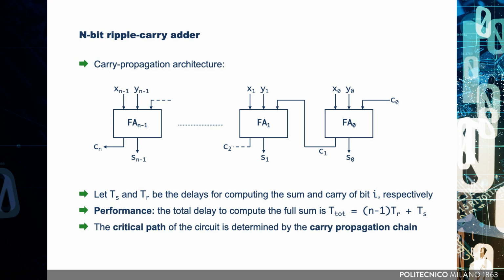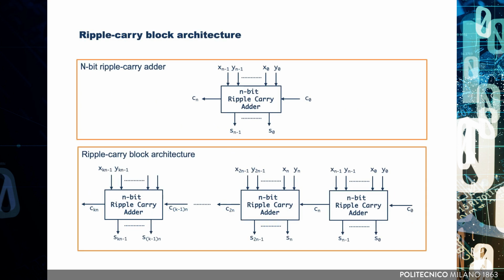The addition of two n-bit numbers requires a time approximately equal to n times the delay of a single adder module. More precisely, if we define Ts as the delay of the sum computation and Tr as the delay for carry computation, then the latency required to obtain all the sum bits in an n-bit operation is n minus 1, multiplied by the carry computation time Tr, plus 1 sum time Ts, where Ts is the delay to sum the most significant bits.